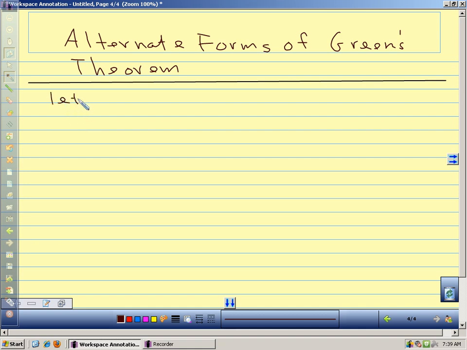So we're going to let our vector field equal m i plus n j plus 0 k. I'm just adding this k component because we're going to be doing something with the cross product. So our field is in the plane. We're going to calculate the curl of f. We talked about the curl at the beginning of the chapter, and we really haven't done much with it yet. So this gives us an idea of how we might apply this.